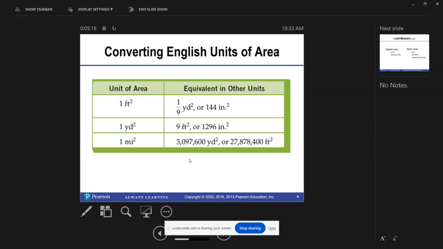Okay, next we've got converting English units of area. So 1 square foot is equal to 144 square inches. Okay, so remember 1 foot was 12 inches. So since we're talking about square units, you're just going to square the 12 to get the 144. Okay, 1 square foot is also 1/9 of a square yard. Okay. And then 1 square yard is equal to 9 square feet or 1,296 square inches. And then here's the conversion for square miles to square yards and square feet.